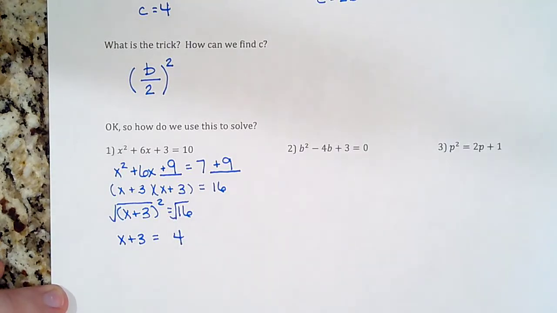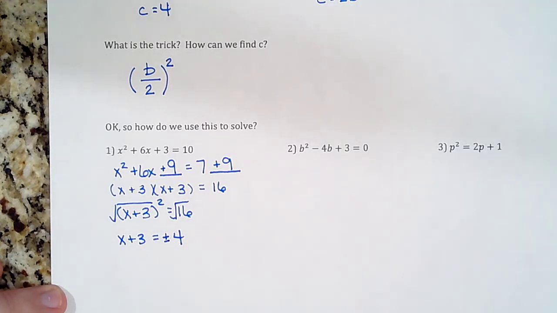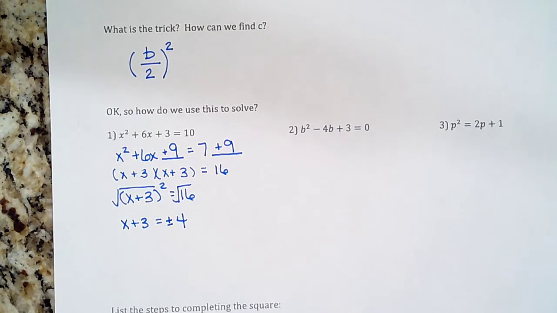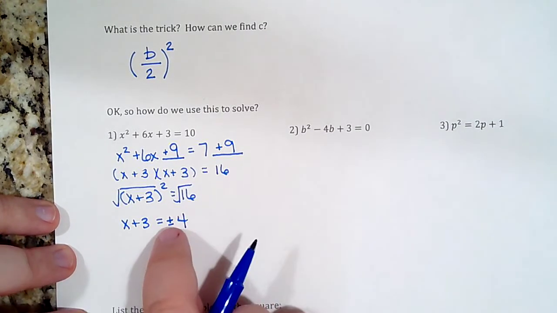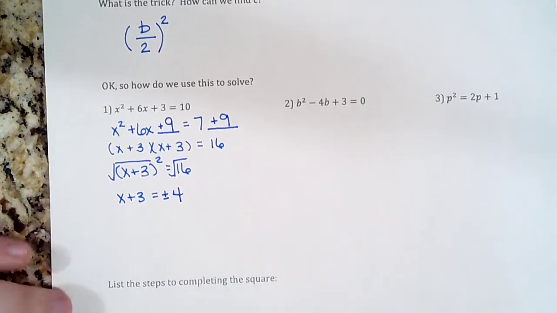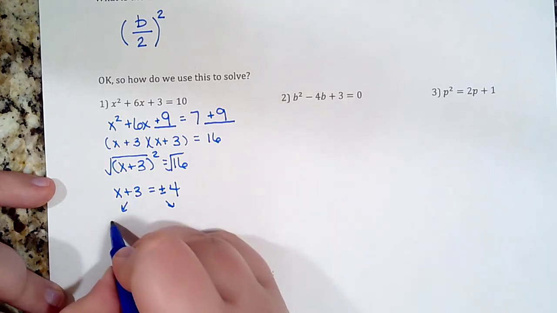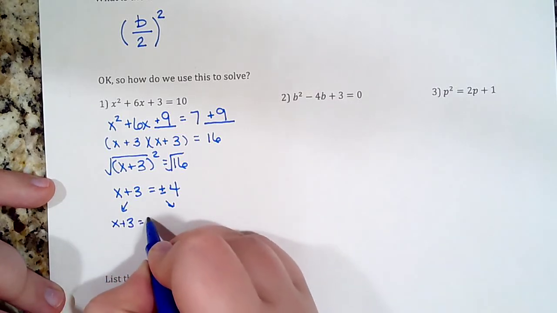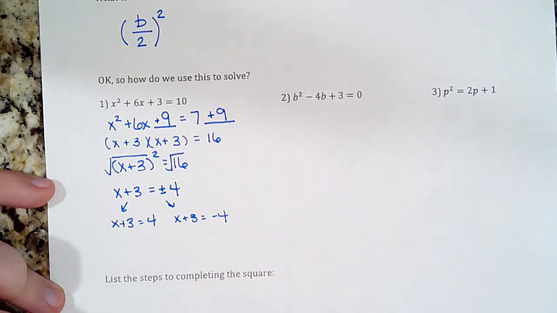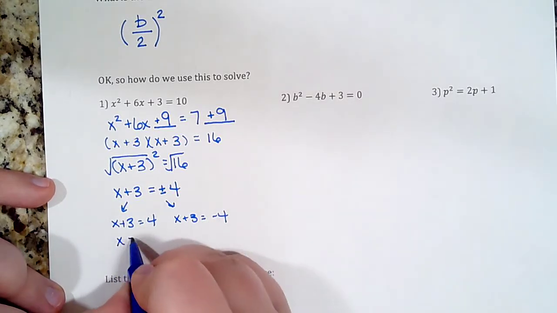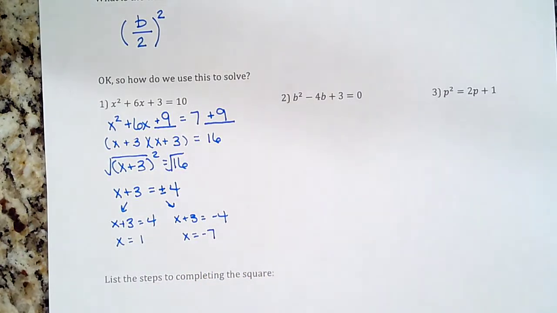When we take the square root, we always have to make sure we put a plus or minus sign. Don't forget that. That is what gives us our two answers. If you're doing these problems and you're only getting one answer, you're probably missing this plus or minus sign. All right, break it down into the two pieces. x plus 3 equals positive 4, x plus 3 equals negative 4. All right, x equals 1, x equals negative 7.